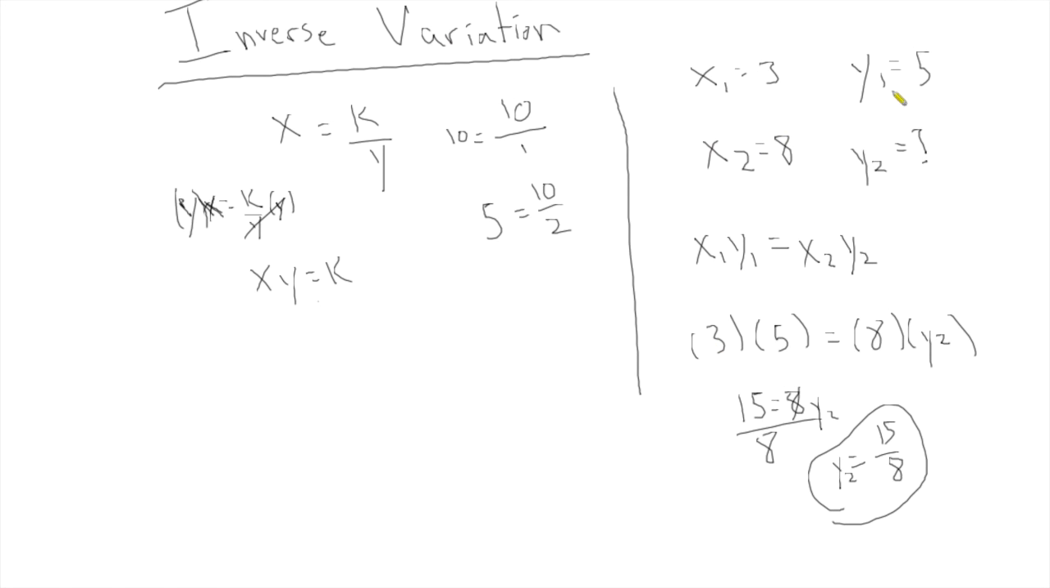x1 is 3, y1 is 5. That's going to have to be equal to x2, 8, times y2. And now it's just a quick algebraic problem to solve. 3 times 5 is 15, equals 8 times y2, or 8y2. I divide both sides by 8, and I get y2 equals 15 eighths.